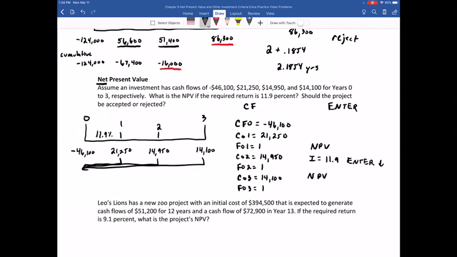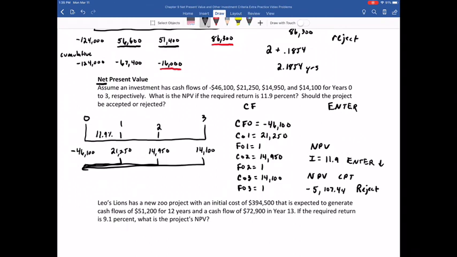So I hit NPV, and then I hit the CPT button, compute, and it computes the net present value of all of these cash flows. And for this particular scenario, I get a net present value of negative $5,107.44. Since this is a negative value, the cash outflows exceed the cash inflows in present value terms by over $5,000. We would reject this project because it would actually decrease the value of the company.